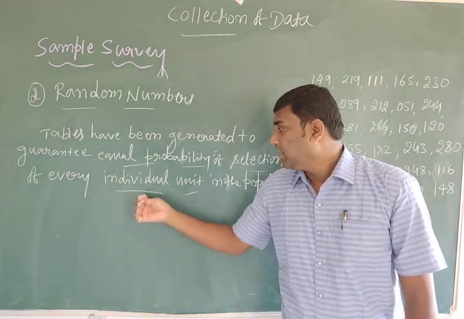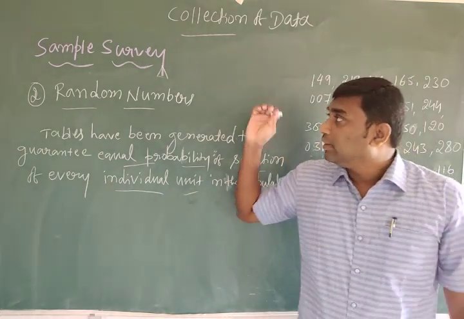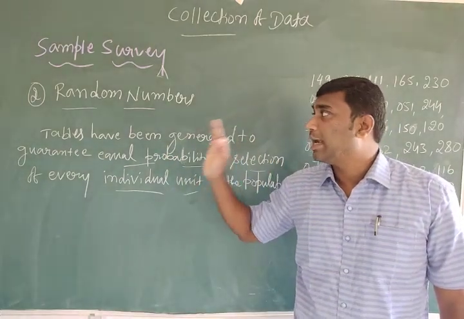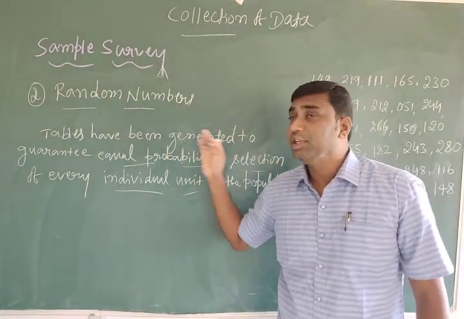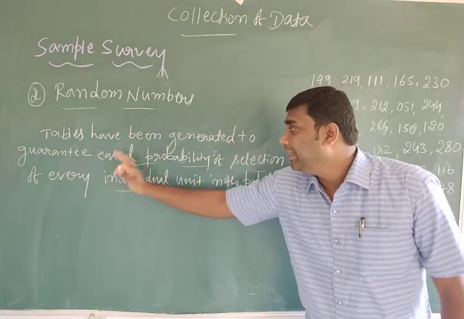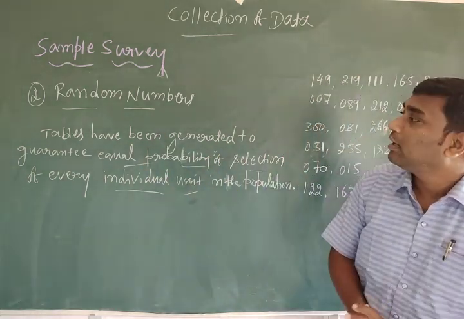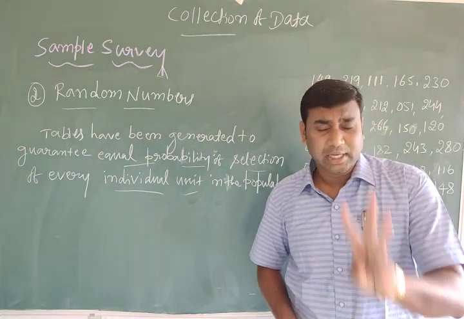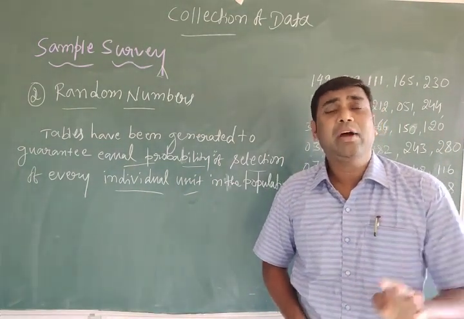Okay, so here in the population, which table? The random number tables have been generated to guarantee equal probability. In the random tables we have to select 30 out of 300. Then how do we select?